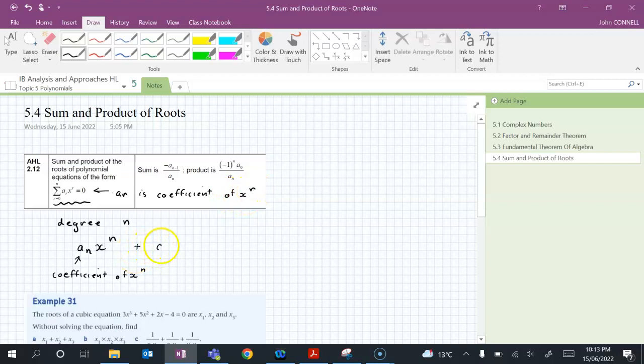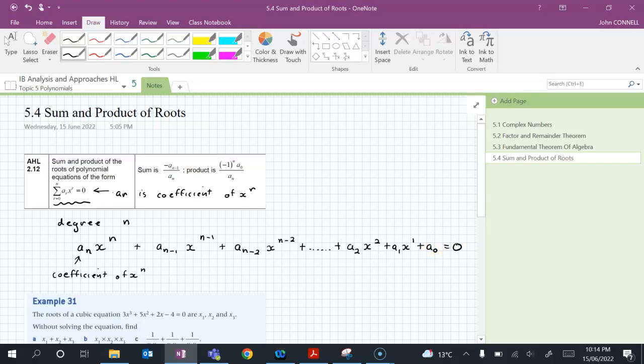Now, the next one will be a_(n-1), and that will be the coefficient of x to the n minus 1. The third one will be a_(n-2), with x to the power of n minus 2. And that will keep going down until we get a_2 times x squared plus a_1 times x to the power of 1 plus a_0, where it's x to the power of 0. x to the power of 0 is 1, and so we don't show it. And it's all of that equal to 0.